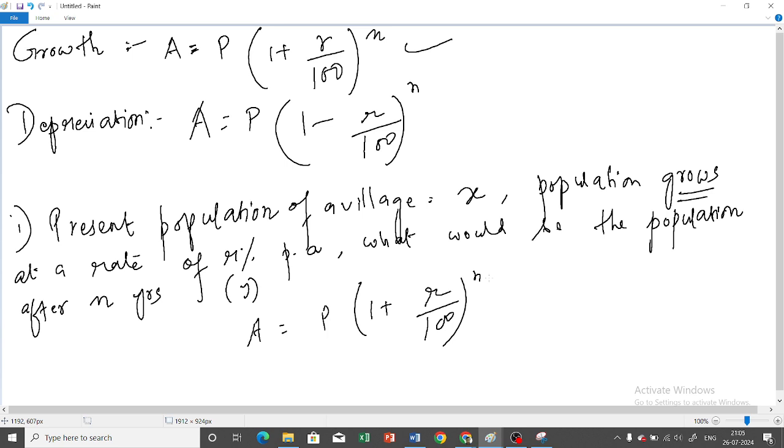Ishika, yes, sir. What will A be here? A will be X and P will be Y. Okay, Shwetama?